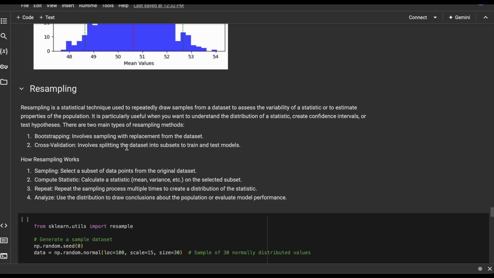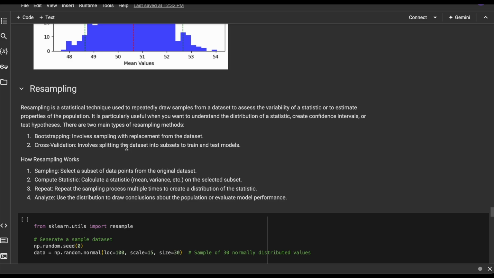For example, cross validation in machine learning, the k-fold cross validation, is involved. We will discuss k-fold cross validation later. You split the data into k subsets, train the model on k-1 subsets, and test on the one remaining subset. This process is repeated k times and provides a comprehensive assessment of the model performance.